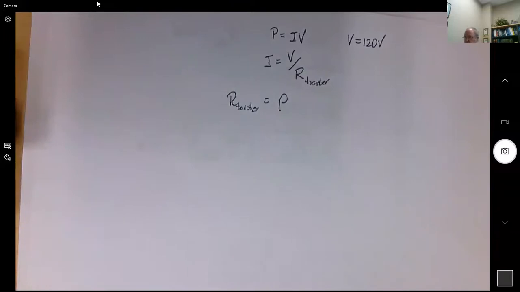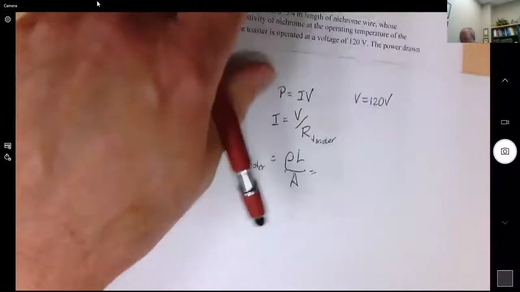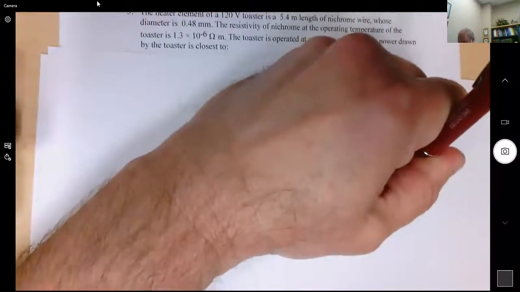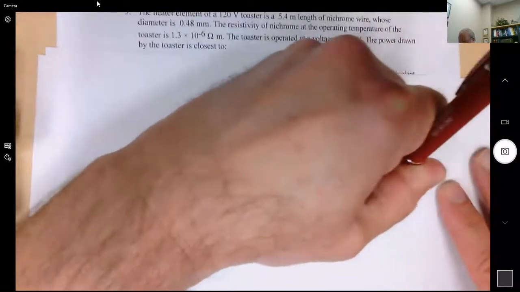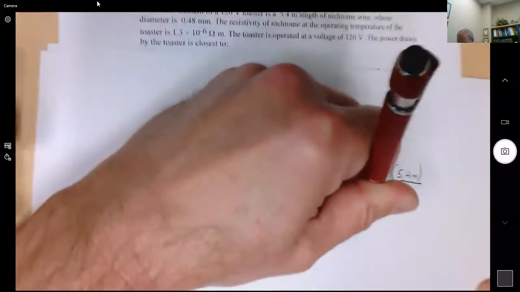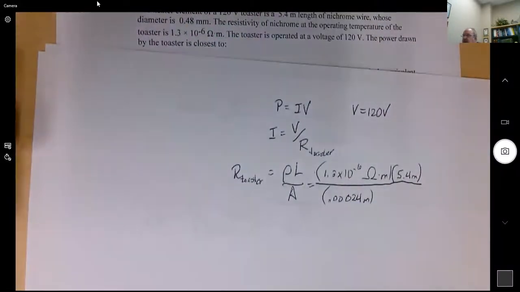Okay, so the length of the wire divided by the cross-sectional area. So we're given the resistivity here as 1.3 times 10 to the negative 6 ohm meter. The length of the wire is 5.4 meters. And the cross-sectional area of the wire is, with a radius of 0.00024 meters, just taking half of the diameter of the wire, squaring that, and multiplying by pi, and that gives me the resistance of the toaster.